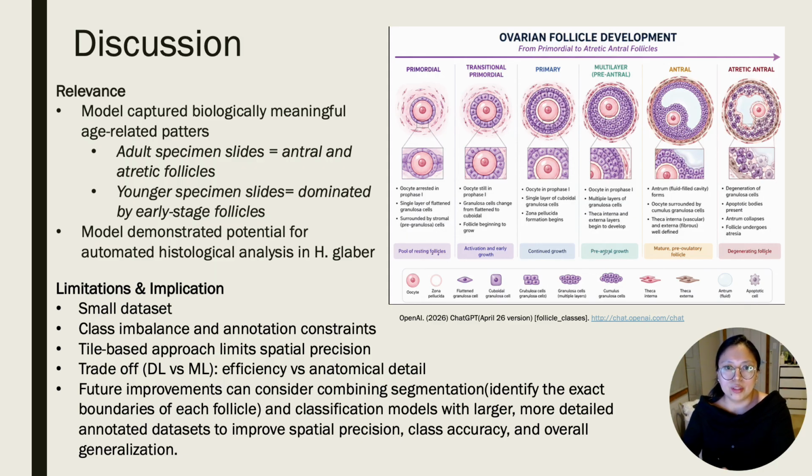Overall, our study demonstrated that automated histology analysis of the naked mole rat within the mother dataset is feasible and can produce biologically relevant insights. However, improving the robustness and generalizability will require larger and more diverse datasets, more detailed annotation, and potentially a hybrid approach that combines segmentation, which would identify the exact boundaries of each follicle. And this combined with classification is a promising approach.